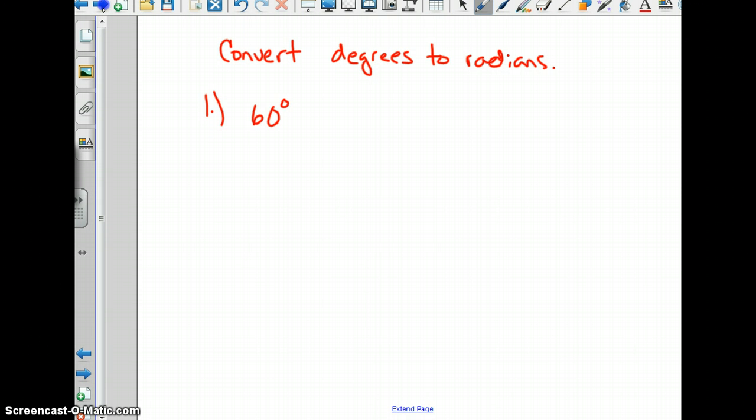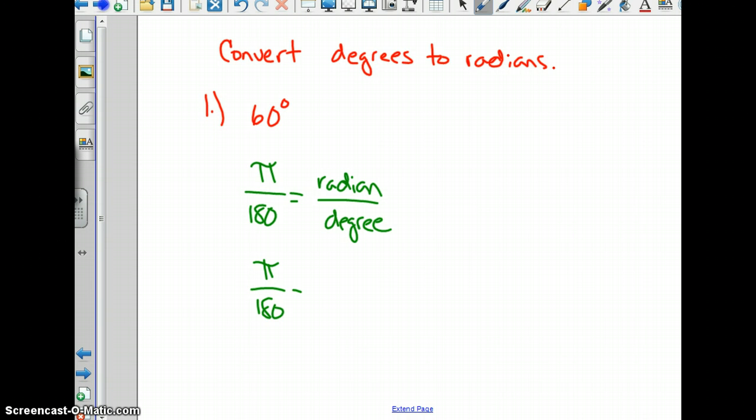You start with the idea, remember that pi over 180 degrees is going to be equal to the radian measure over degrees. That's from the last page. So pi over 180 is the same as radians, which we don't know, that's what we're converting to, over the degrees, which is 60. Then if we just use that information here, I'm going to slide over to the side, and now simply cross multiply.